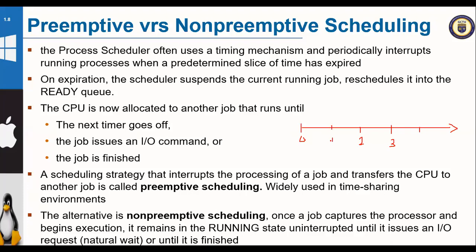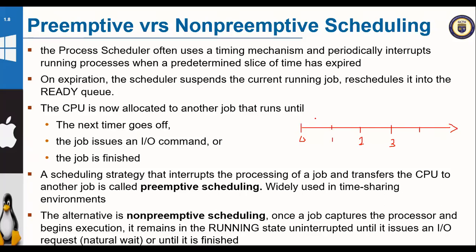The same thing happens in the computer system. The process scheduler periodically interrupts the running processes at a predetermined time. Now, when that time comes, the scheduler suspends the current running job and reschedules it into the ready queue. So that is what happens in an interactive system.